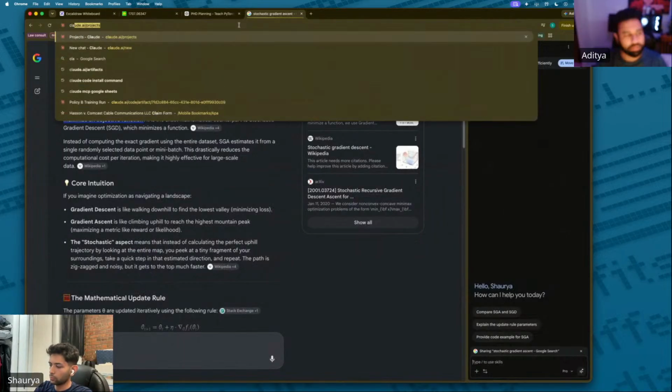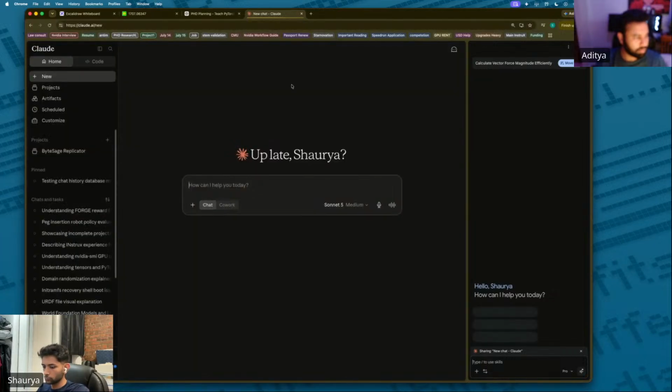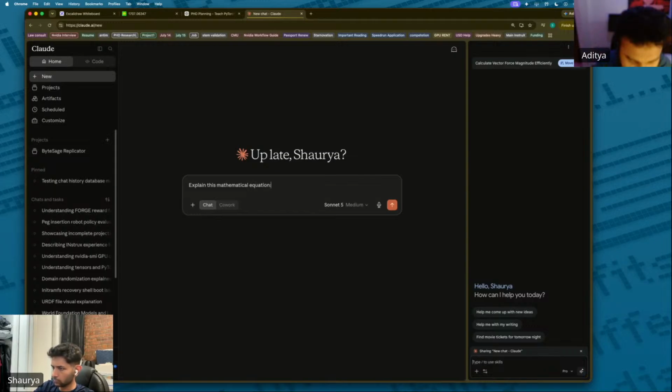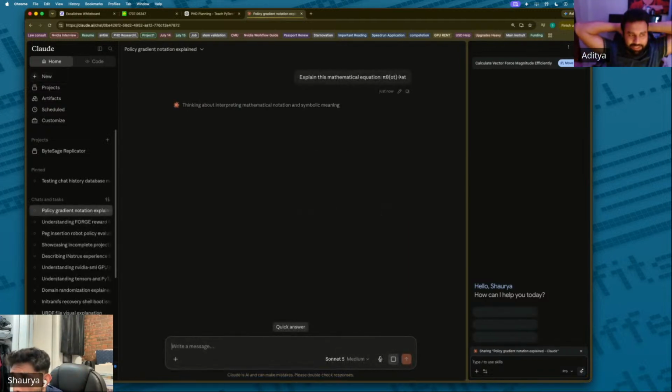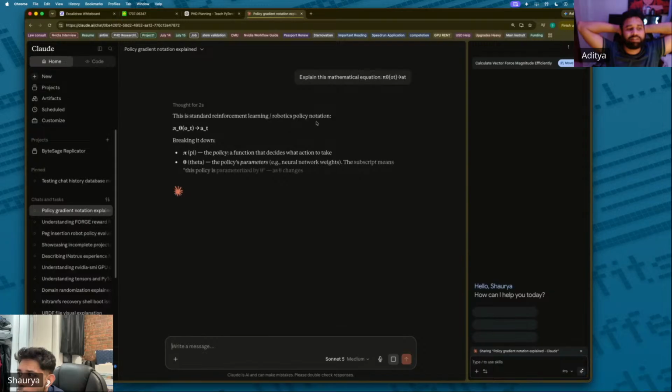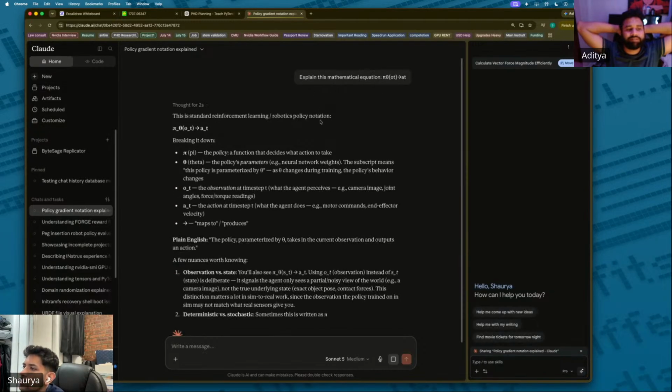Let me open Claude over here. This is a standard reinforcement learning for robotics policy notation.